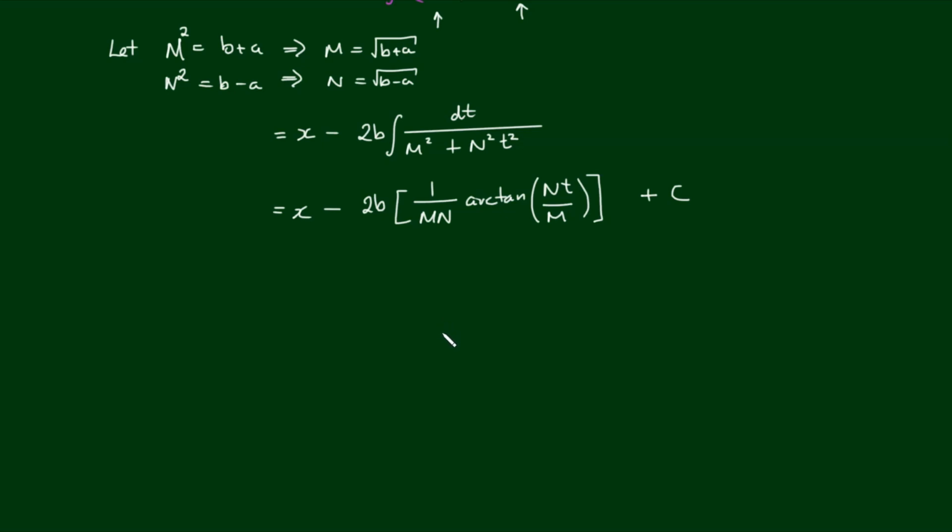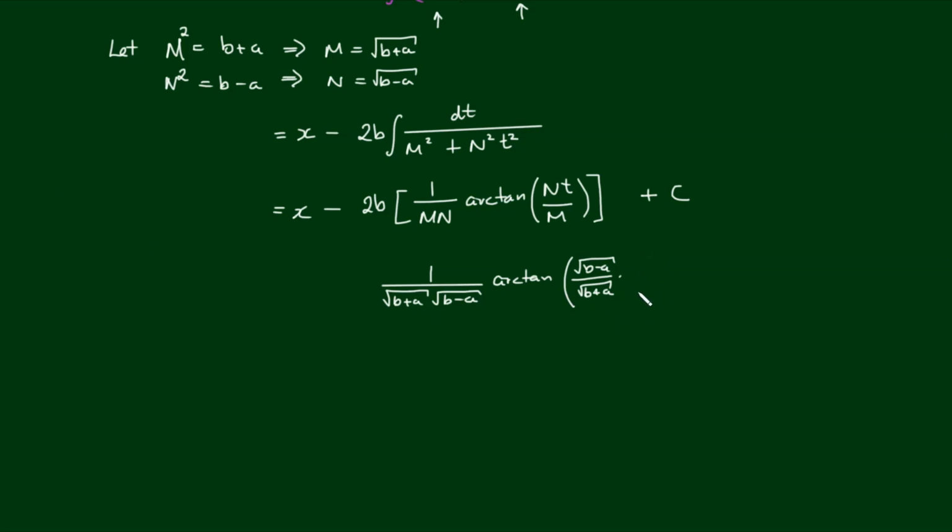Okay, so we'll just stick with white for the rest of the tutorial. We'll substitute back M and N for their respective terms of b plus a and b minus a. So we've got 1 on the square root of b plus a, times 1 on the square root of b minus a, times the inverse tangent of the square root of b minus a times t divided by the square root of b plus a.